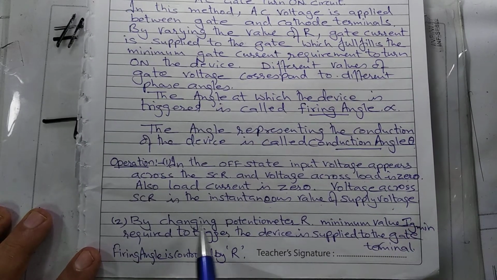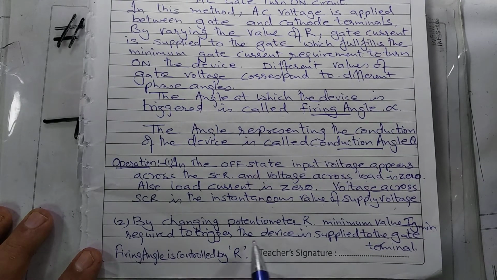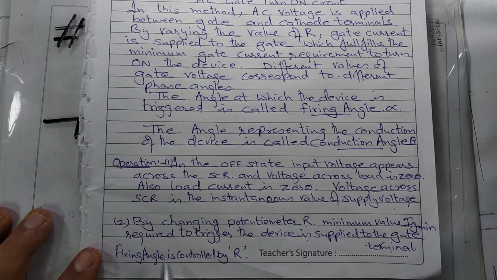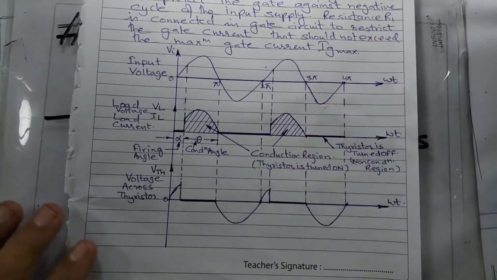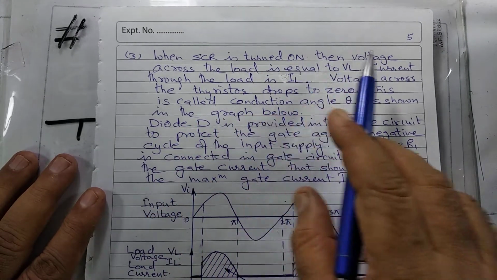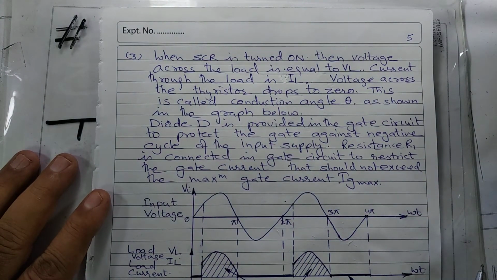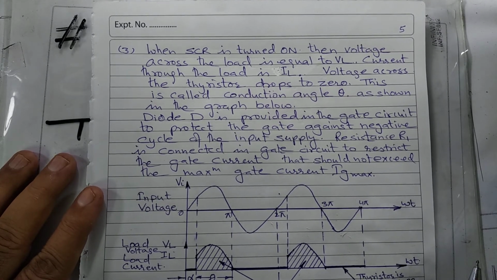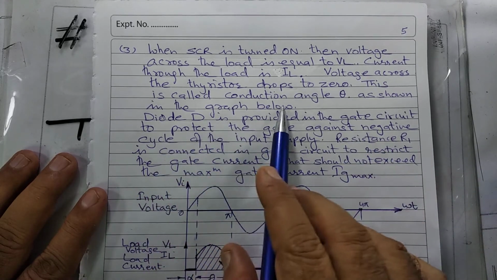Next, by changing the potentiometer R, the minimum value IG minimum required to trigger the device is supplied to the gate terminal. Firing angle is controlled by resistor R in the circuit. When the SCR is turned on, then voltage across the load is equal to VL. Current through the load is IL and voltage across the thyristor drops to 0. This is called conduction angle theta as shown in the graph below.